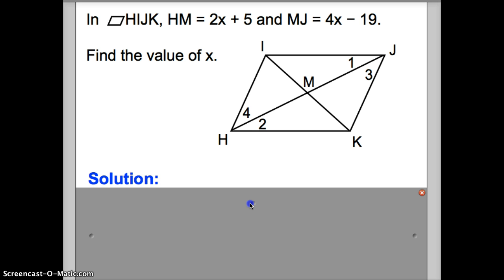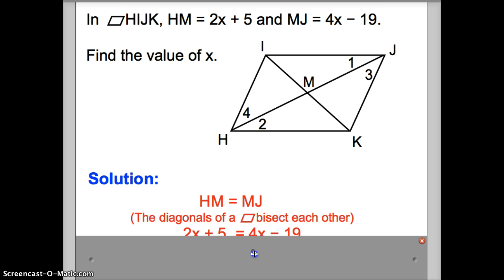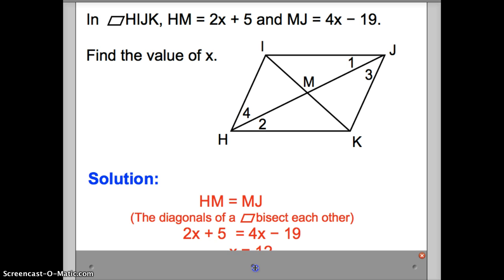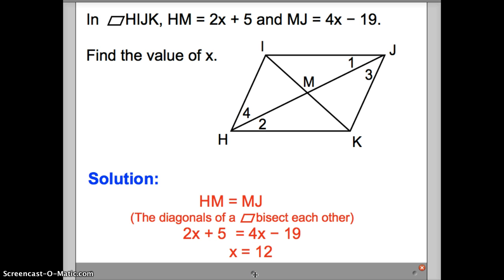We know that HM and MJ are both half of the whole diagonal HJ. Therefore, we could use either segment addition along with the property that the diagonals of a parallelogram bisect each other. Therefore, we could set them equal to each other and solve for x, finding x is 12, just as the example says. Again, if you have any questions regarding this concept, we can talk about them in class next time.